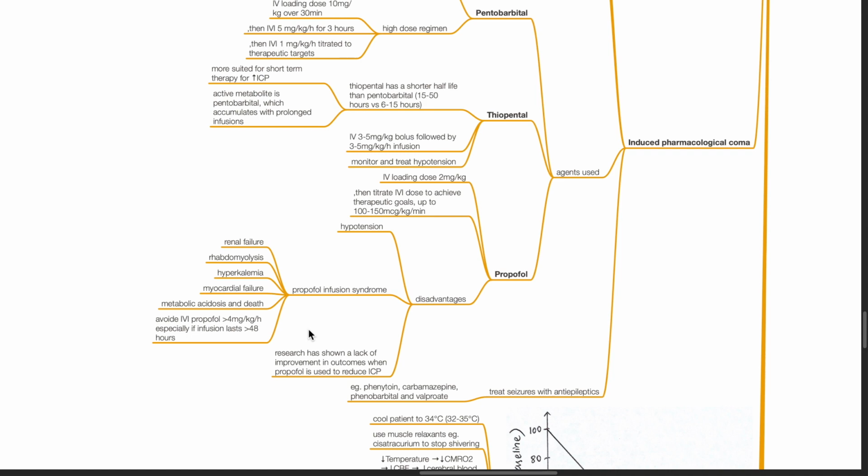Treat seizures with anti-epileptics such as phenytoin, carbamazepine, pentobarbital, and valproate.